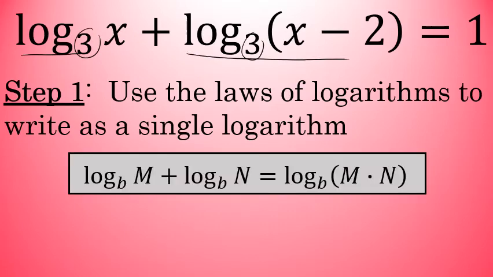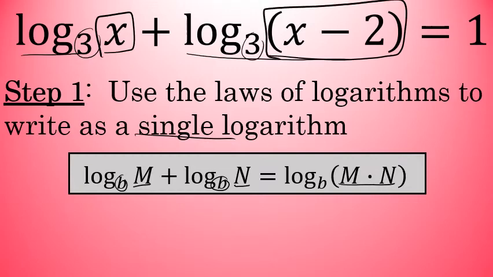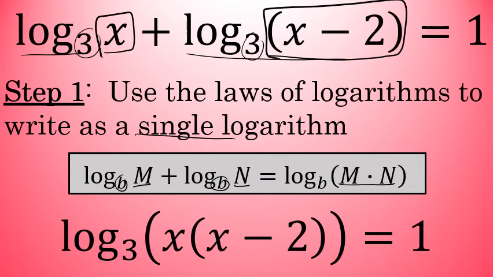And there is a law of logarithms that states that if you have the log of any base of m plus the log of that same base of n, you can write that as a single logarithm where the m and the n are multiplied. In this case, we have the log base 3 of x and the log base 3 of x minus 2. So let's rewrite that as a single logarithm where the base stays 3, where the x and the x minus 2 are multiplied. Step 1 is complete. Use the law of logarithms to write it as a single logarithm when necessary.